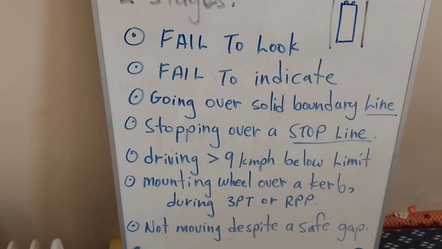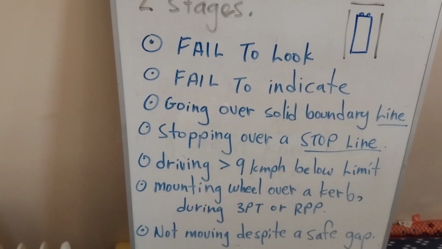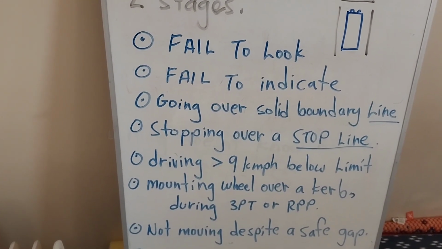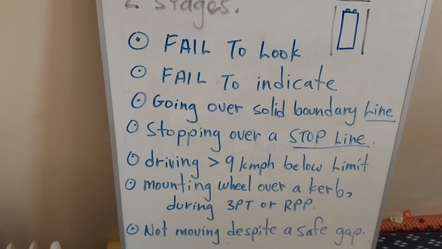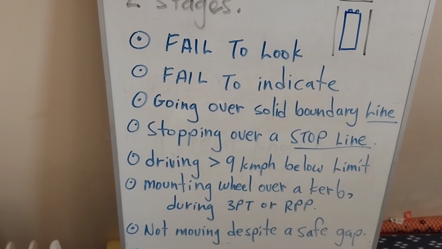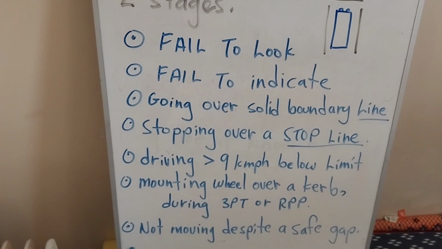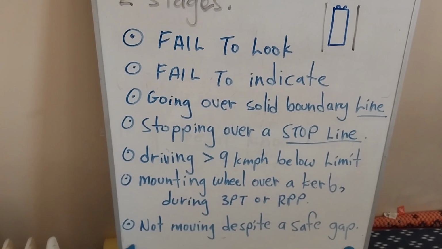Not moving despite a safe gap. Suppose you're at a T intersection, you're about to turn left, there's a stream of cars coming, and you're waiting for a safe gap, and the cars have gone, and the safe gap is there, but you're not moving. So the tester can record a critical error for not moving despite a safe gap.